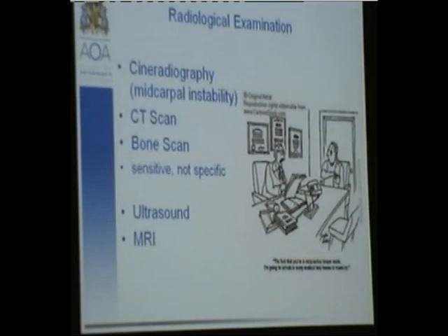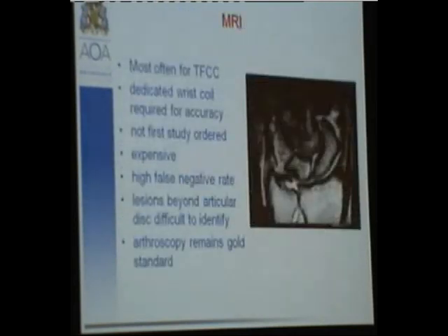So an MRI, it's most often done for a TFCC. It needs a dedicated wrist coil. I don't think it should be the first study you order. It's expensive. It has a fairly high false negative rate, but the newer 3T machines are better and they give you pretty amazing quality. But I certainly don't think it's an absolutely necessary test. I think arthroscopy remains the gold standard along with your clinical diagnosis.